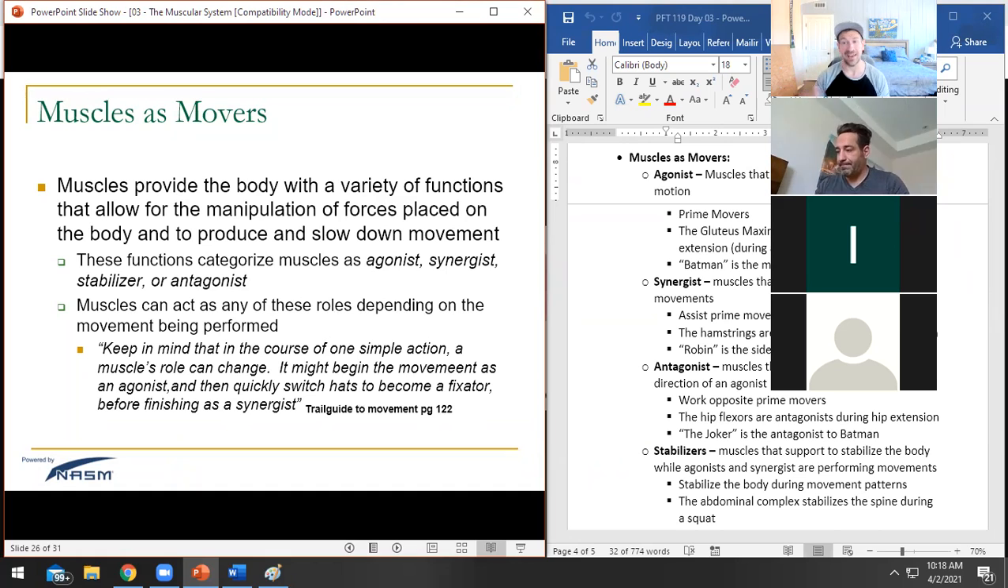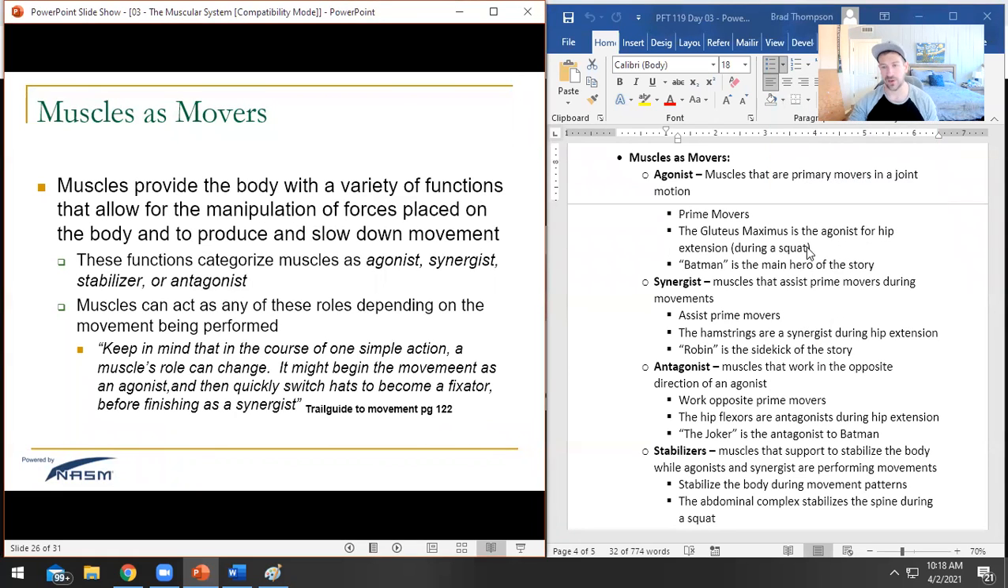So no more biology, but now we've got to look at movement, right? Your muscles provide the body with a variety of functions that allow it to manipulate forces on the body and produce or slow down movement. Your muscles are able to do all that fun biology stuff we just talked about, the sliding and the relaxing, in order to move around, dragging your bones with them. So we're going to have to understand which muscles are doing which jobs.